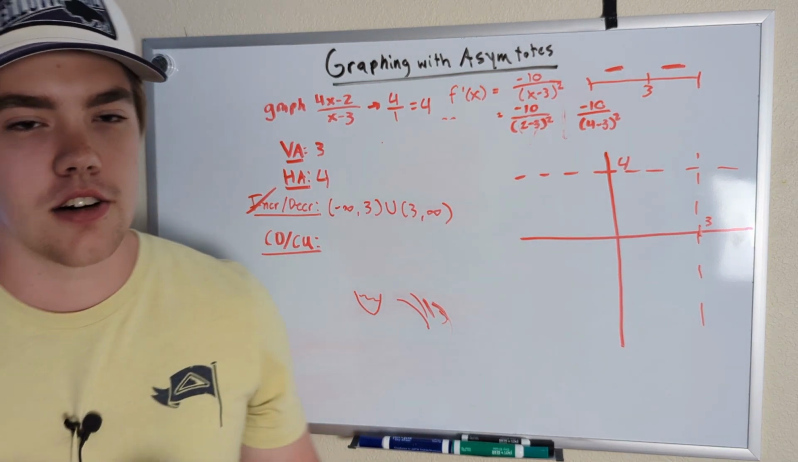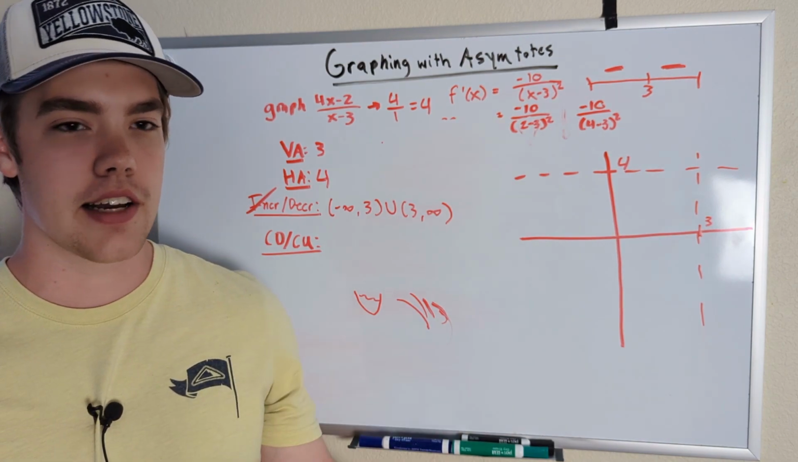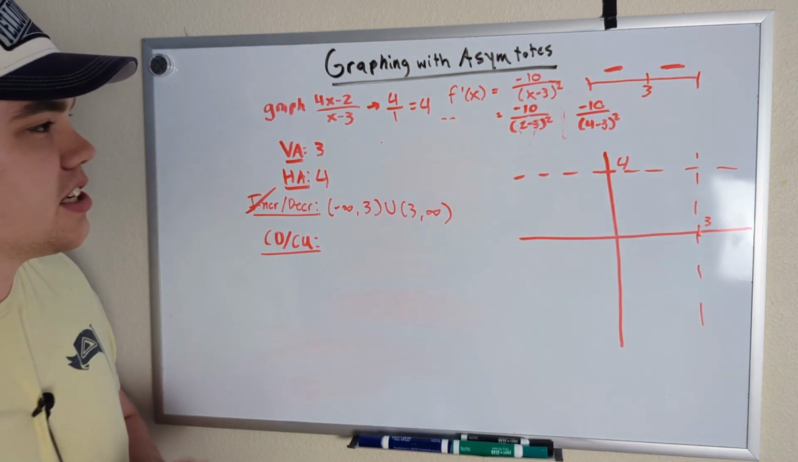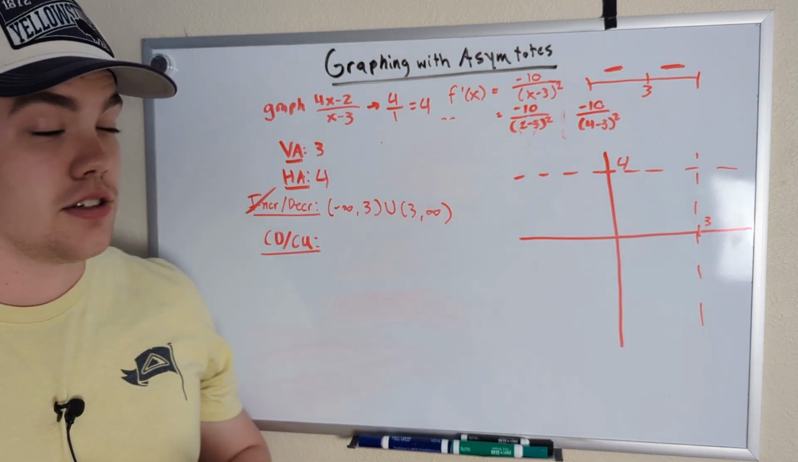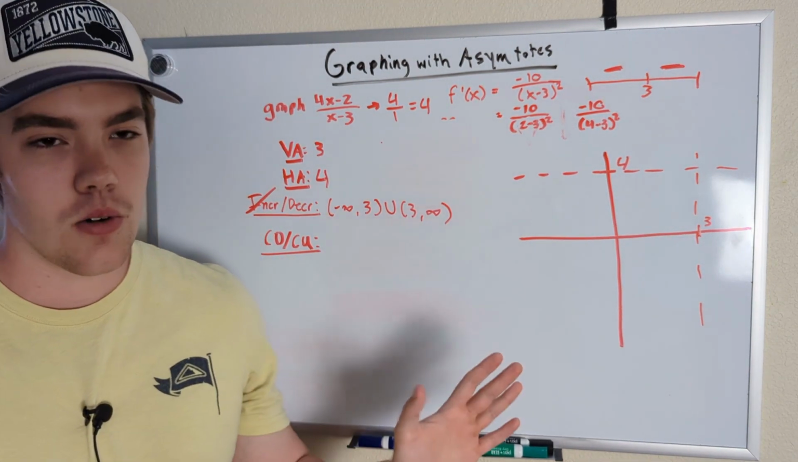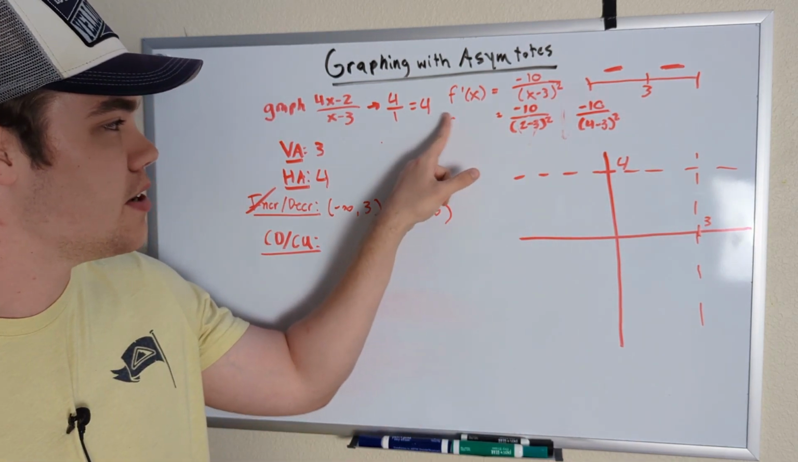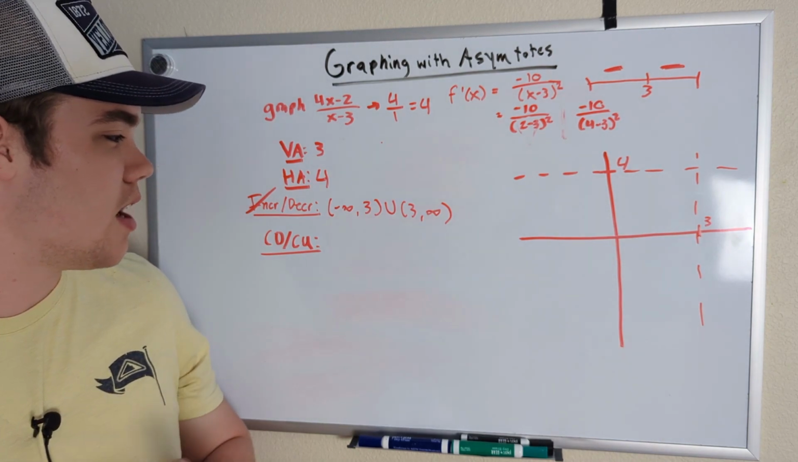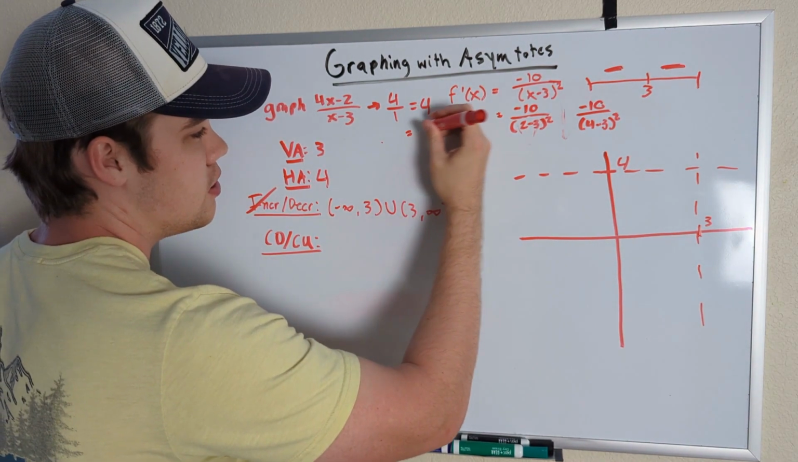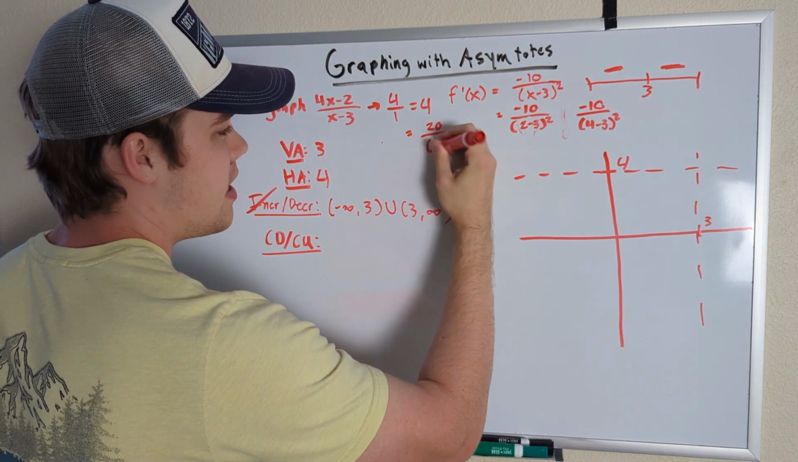And we can use the second derivative test to figure out where this function is concave up and down. So let's do that now using the second derivative test. First, we need to find the second derivative of our function here. And once again, we can do it, but I really just don't want to do the quotient rule right now. So I'll just give you the second derivative. The second derivative of (4x - 2) divided by (x - 3) is equal to 20 divided by (x - 3) cubed.